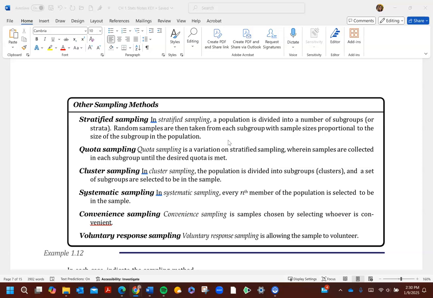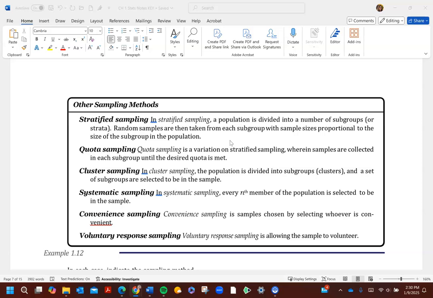Cluster sampling, it's when you divide into subgroups or clusters, and then a set are picked, kind of like states. You could then pick only certain states, for instance. Systematic is every certain amount, or nth member of the population. I'm going to show you pictures of these in a minute.